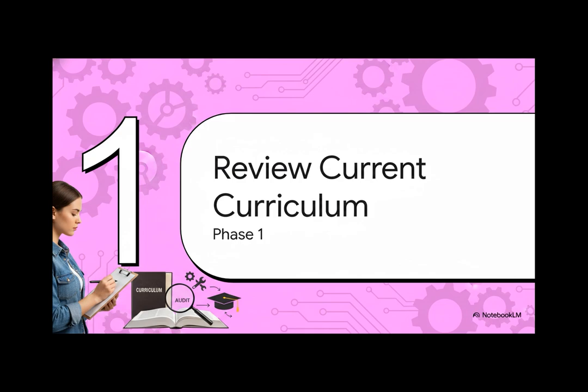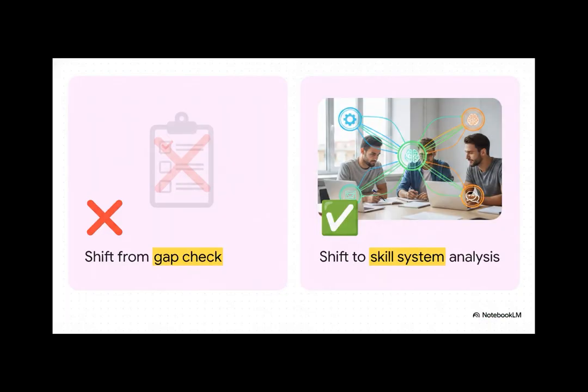In this first phase, Kelly really rolls up her sleeves for an honest audit to check if the material they're currently teaching still actually matches the occupation. But here is the first major mindset shift the team absolutely must make. They need to move away from doing a simple gap check. Let's be real, a gap check usually just ends up being a stressful, tedious exercise of hunting for missing tasks.